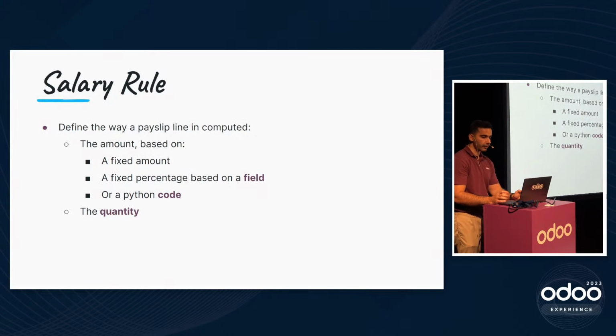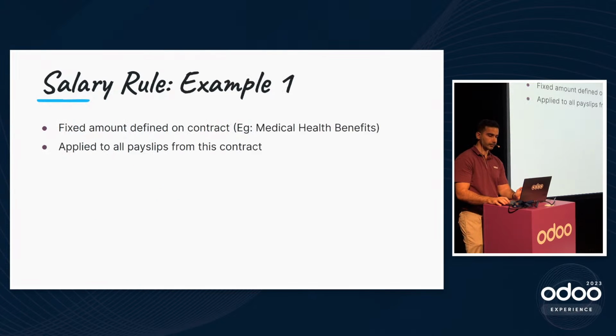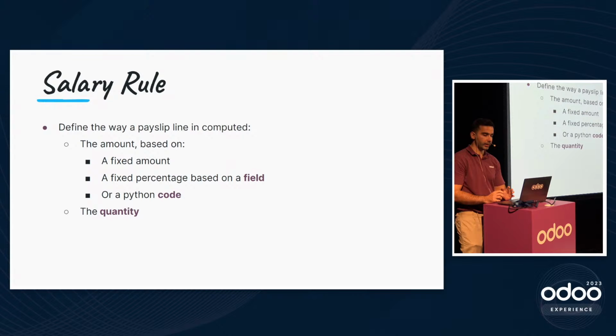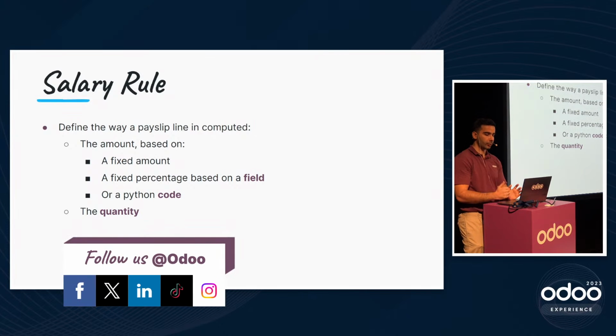For the amount itself, it's kind of the same logic. You either have a fixed amount, or you can have, for example, a percentage based on a field, for example, 13% of the gross salary. Or if you really need a complex computation, you could have Python code that computes the actual amount of the payslip. And for the quantity, it could be the same logic. It could be fixed, something you choose, or Python code.